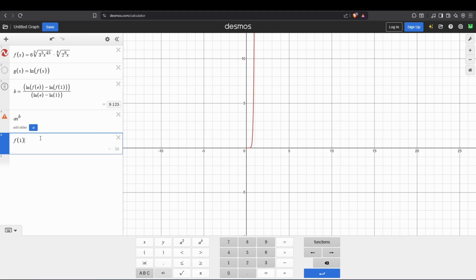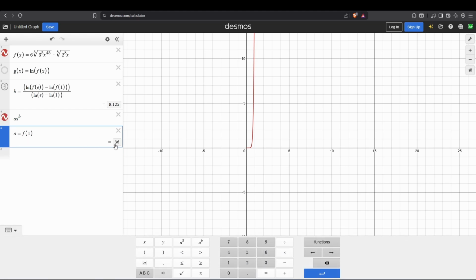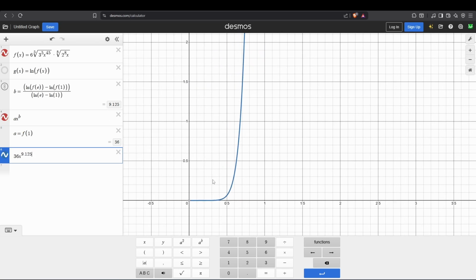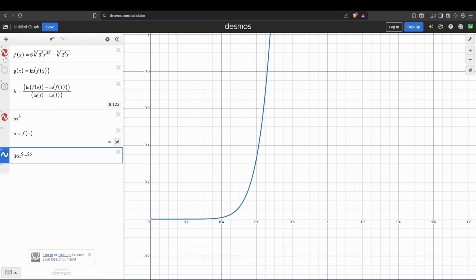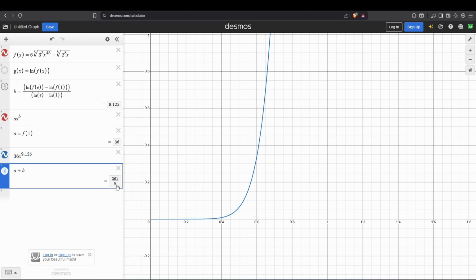So if we take what f of 1 is, so when x is 1, what is y? That's essentially what this is saying. So that's saying that a is then equal to 36. So this essentially can be rewritten into 36x to the 9.125. And see how that overlaps perfectly? It's the exact same equation. So we now know that a is this, b is this, so we can say what is a plus b? And 361 over 8, which is correct.